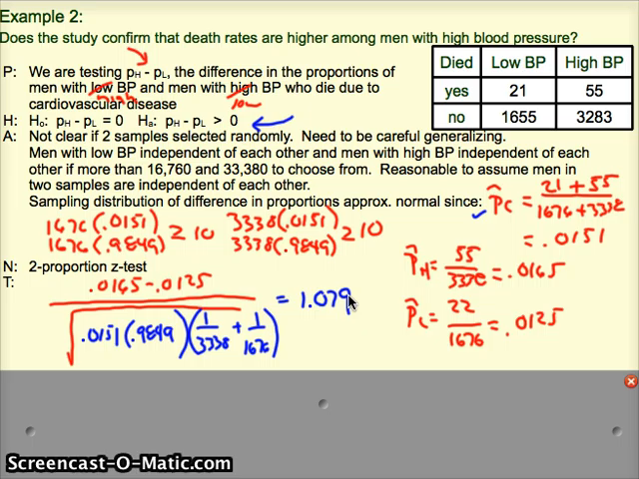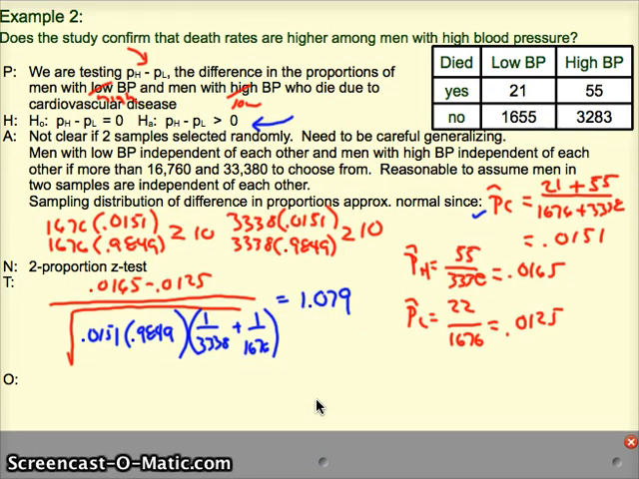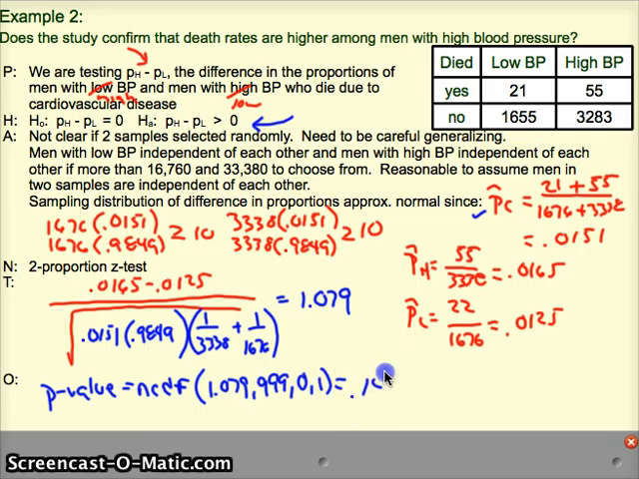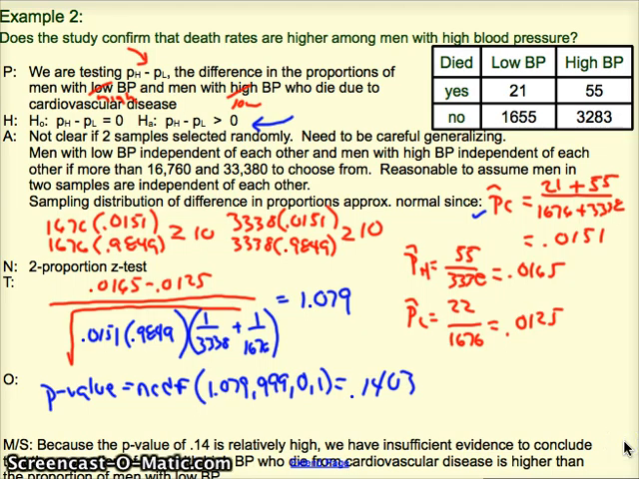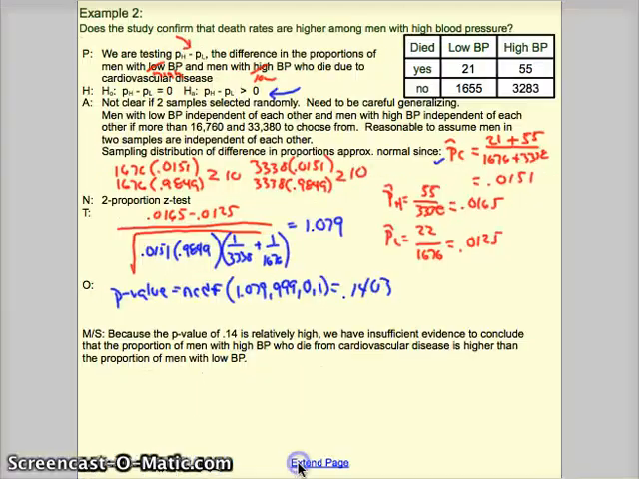Now again, do not do this by hand. Use the two-proportion z-test available to your calculator. To do it by hand only opens you up to the possibility of making an error. From this, the calculator will also give you a p-value, which is also a normal CDF calculation, 1.079 to something large. We'll use infinity, of course, and if you do that, you get a p-value of 0.1403. So that's a relatively high p-value, and with that, we're going to draw the following conclusion.